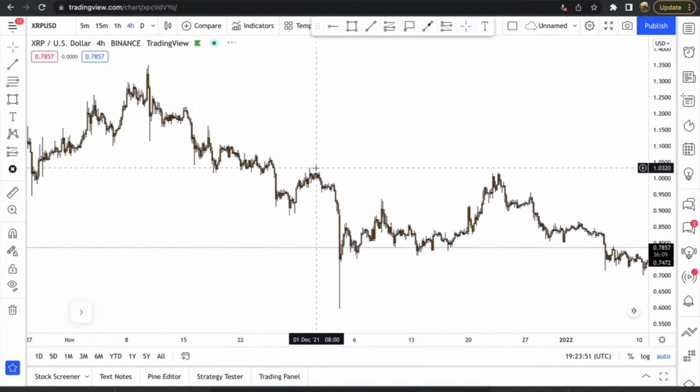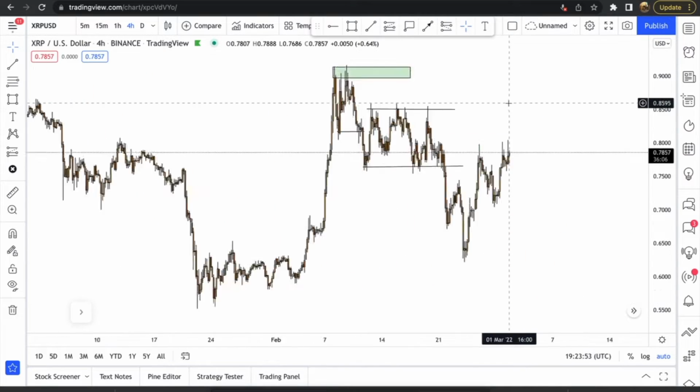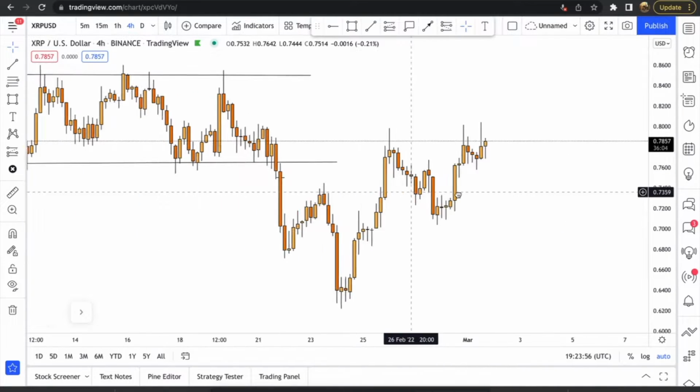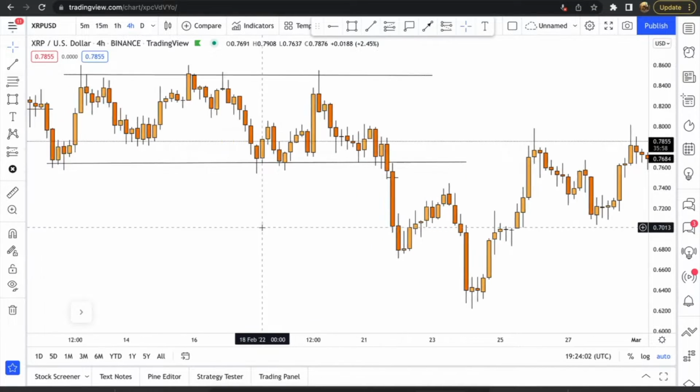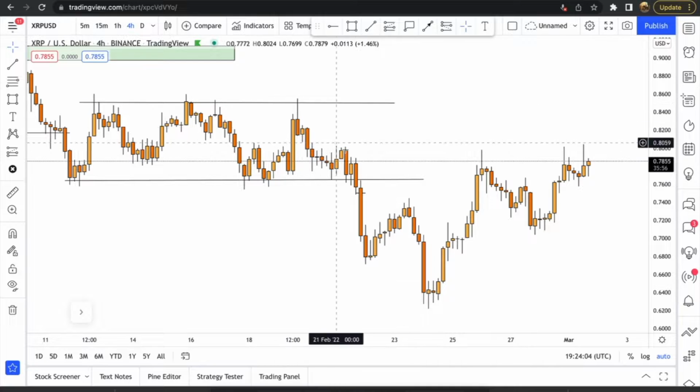So if you go back to that, you'll be able to see that there. That's the 4 hour low. That's the break, and then the retest and the continuation. And then we've been in this downtrend here now.